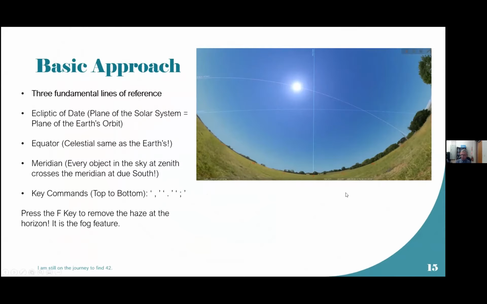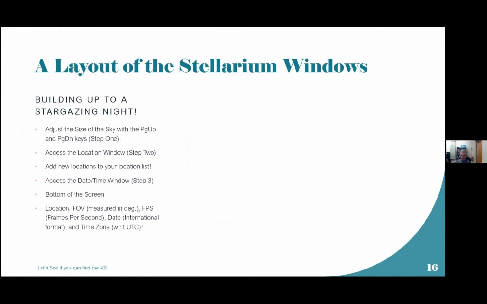You press the F key to get rid of the haze from the horizon. It's the fog feature. And if you want these features to appear and disappear, it's just pressing the same keys.